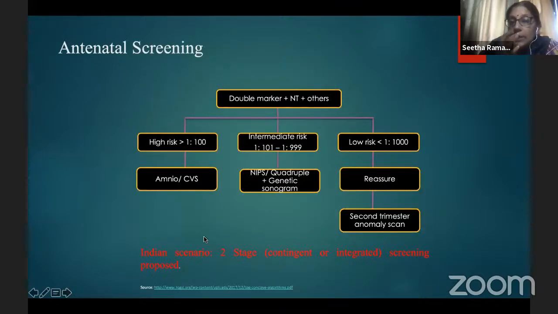Similarly, for the Indian scenario, this has also been recommended: you do the double marker with the nuchal translucency. If the high risk is more than 1 in 100, then you advise invasive testing. And if it's less than 1 in 1,000, which should be classified as low risk, then you reassure. But going by what our lab reports say, I think we would still go by the 1 in 250 risk and put it between 250 to 1,000 as the cutoff for intermediate risk.